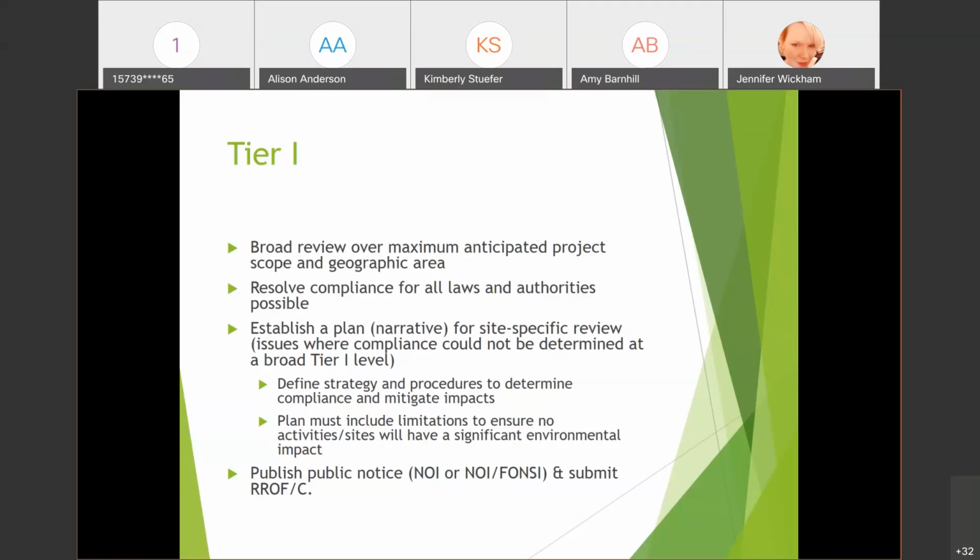Your plan must include limitations to ensure no activities or sites will have a significant environmental impact at the tier 2 level. With tier 1, unlike with tier 2, you publish your public notice, either your NOI, notice of intent, or your NOI FONSI, and then you submit to the state the RROF and the certification. Next slide.